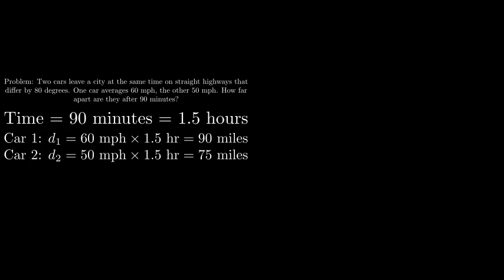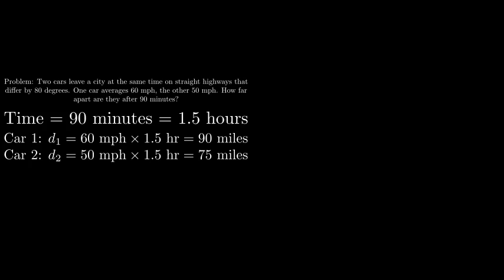Next, we need to find the lengths of the other two sides, which are the distances each car has traveled. We use the formula distance equals rate times time. An important first step is to convert our time into hours to match the units of the speed. 90 minutes is equal to 1.5 hours. For the first car, the distance is 60 times 1.5, which is 90 miles. For the second car, the distance is 50 times 1.5, which is 75 miles.